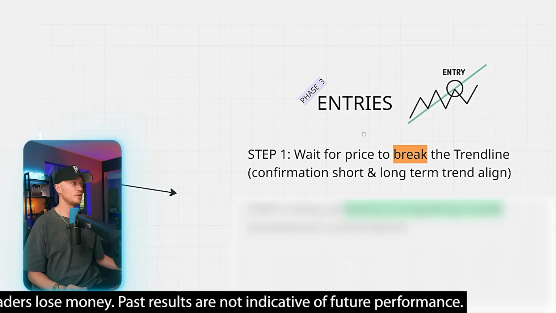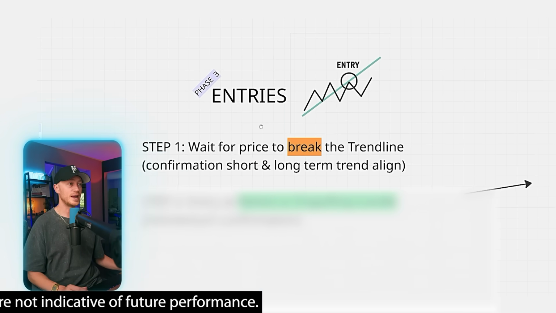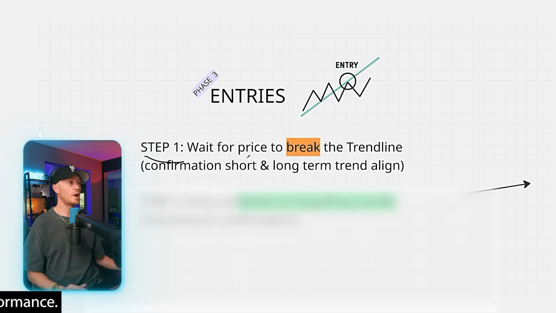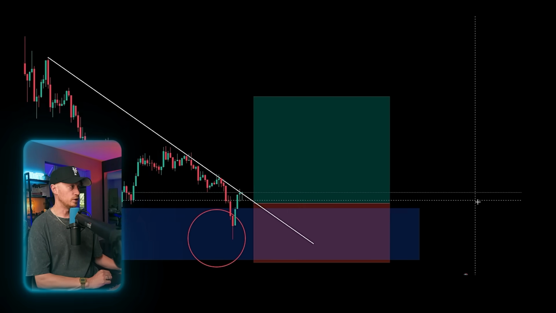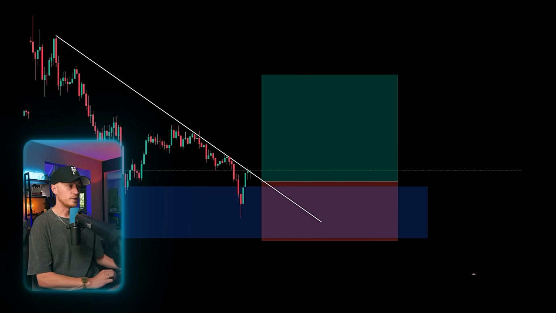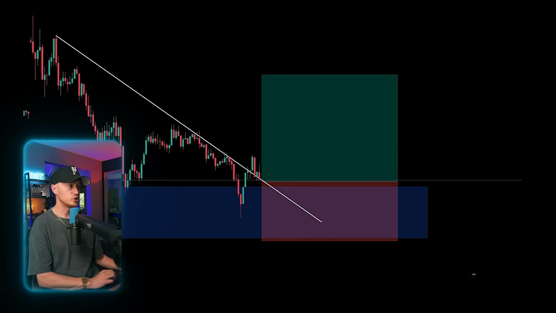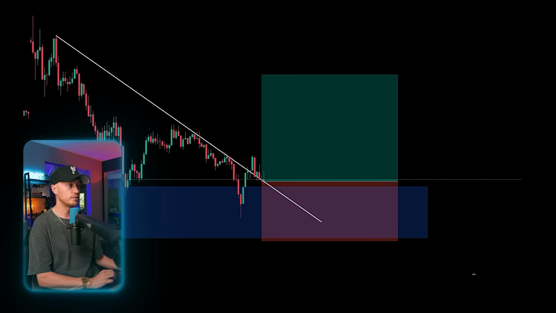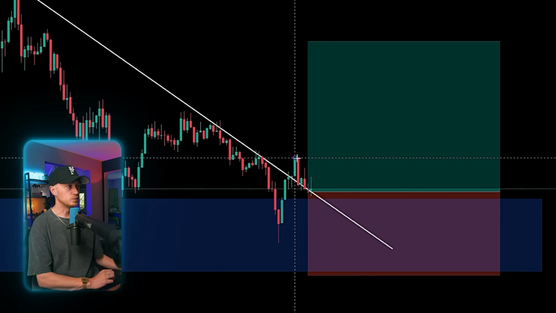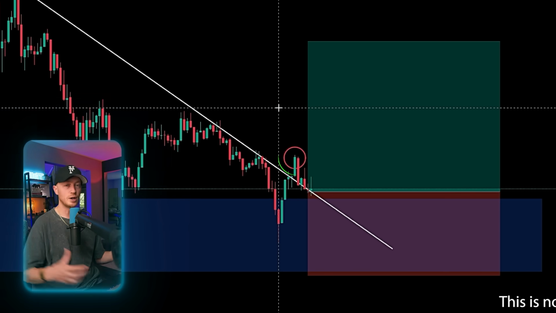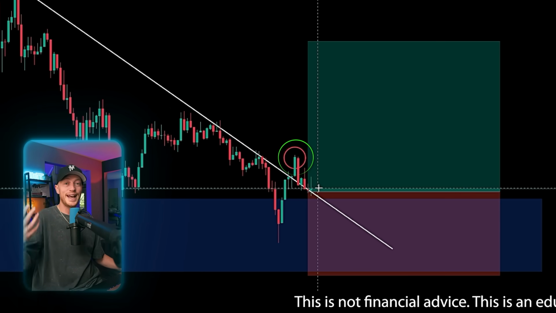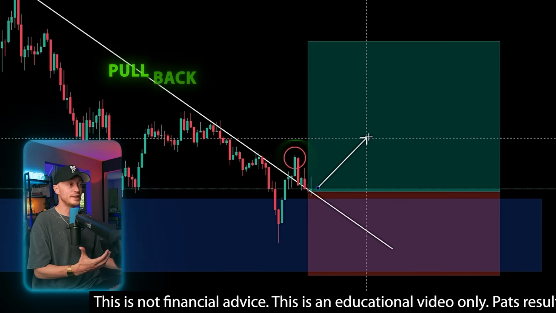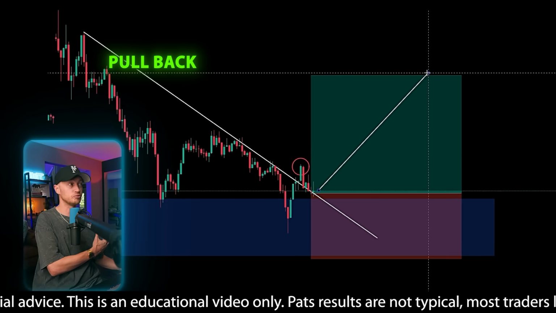Let's swing right into phase number 3, entries. Step 1, we're waiting for the price to break the trend line. So let's zoom in a little bit right here. And let's play that out, and you can see that's exactly what we get right here. We get the price break and close above that trend line. That's an indication that the market is ready to shift in the opposite direction.